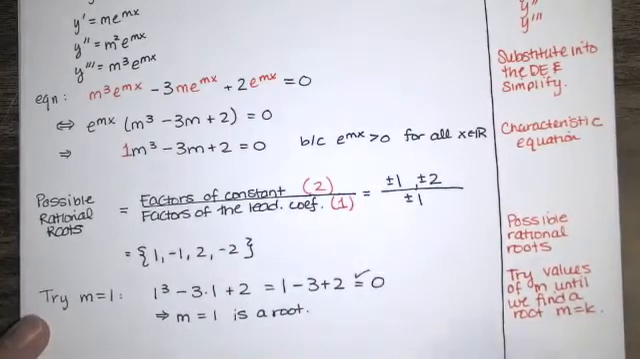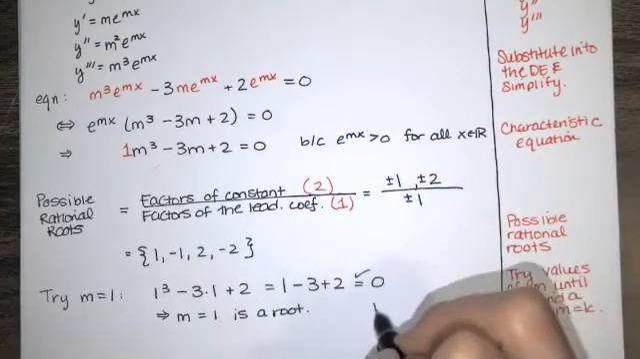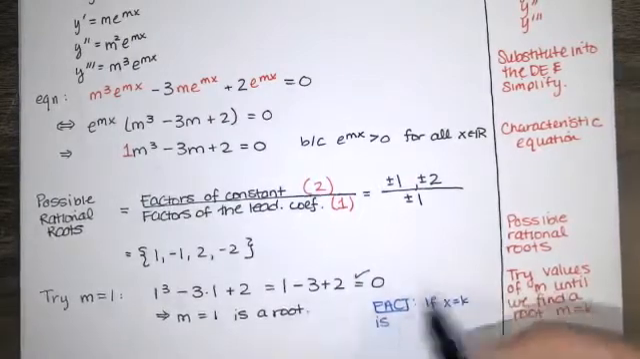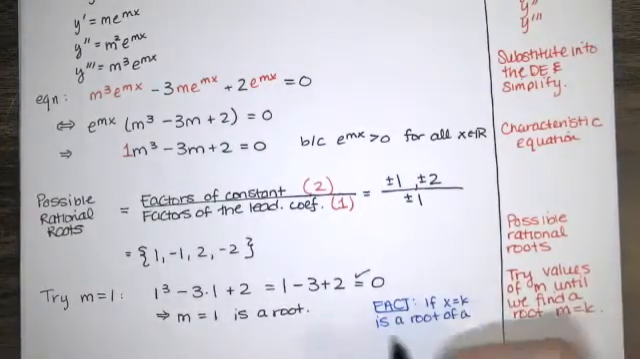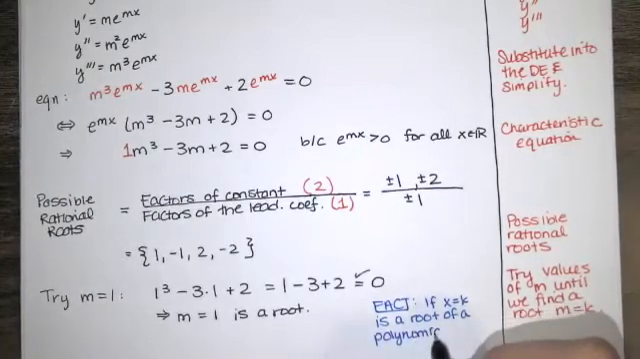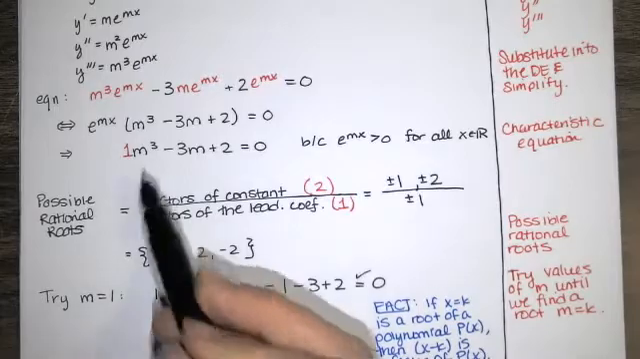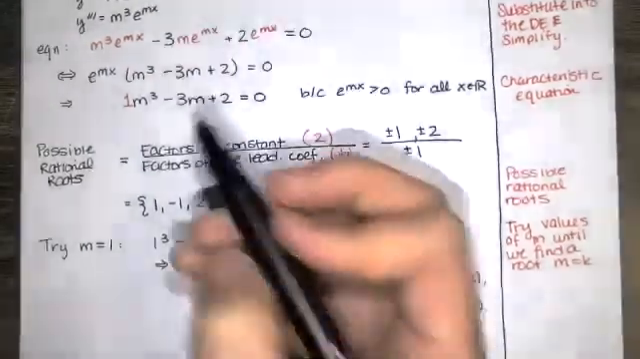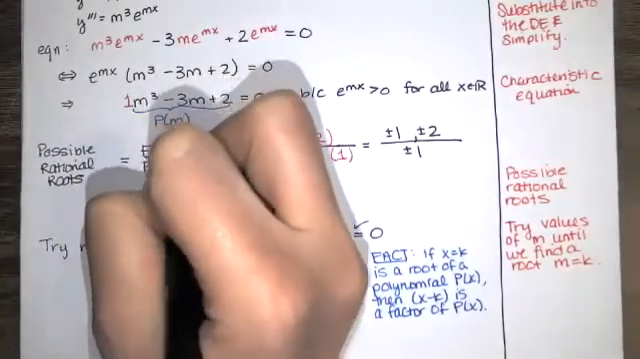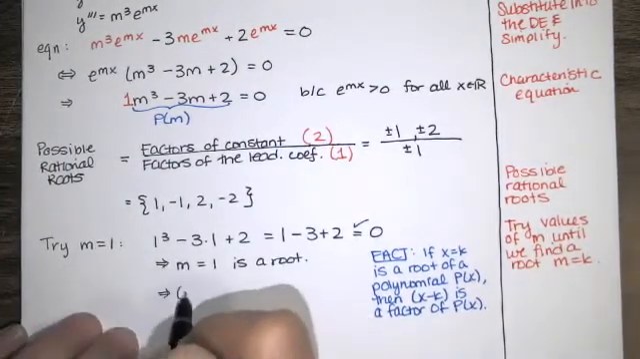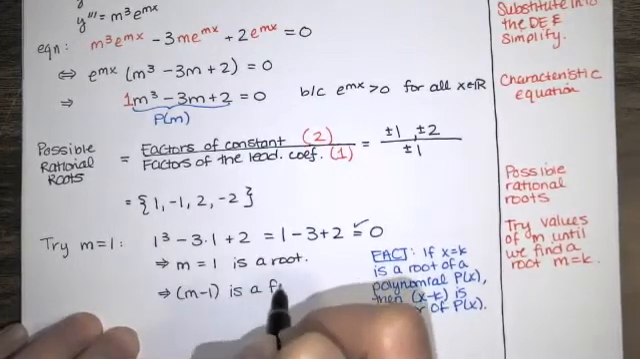Now, this is a fact about polynomials. If x equals k is a root of a polynomial, let's just call it p of x, then x minus k is a factor of p of x. So if I call this p of m, oops, here we go. Call this p of m. m equals 1 is a root, implies that m minus 1 is a factor of p of m.